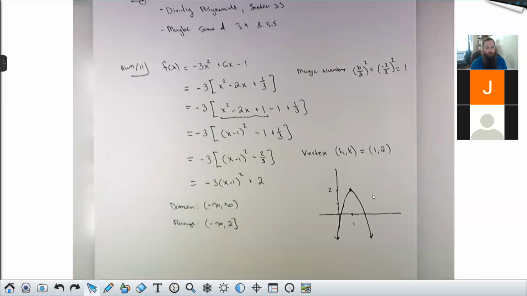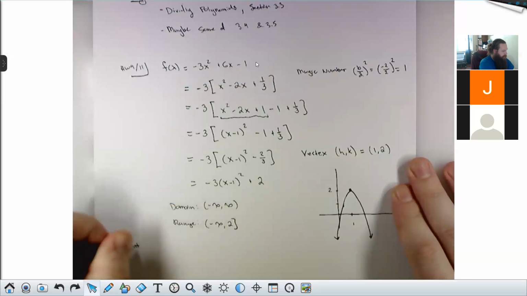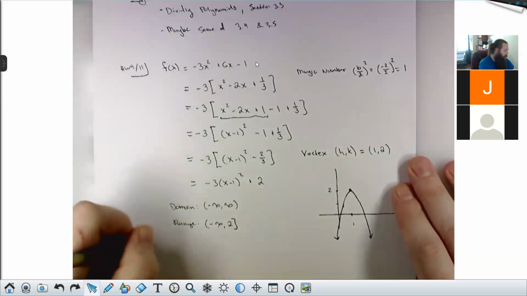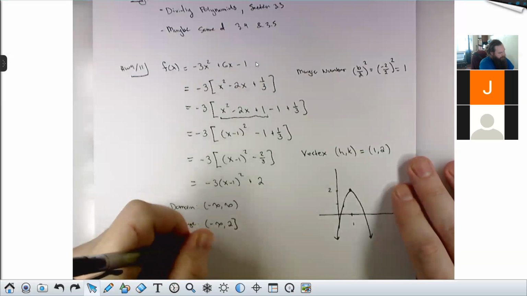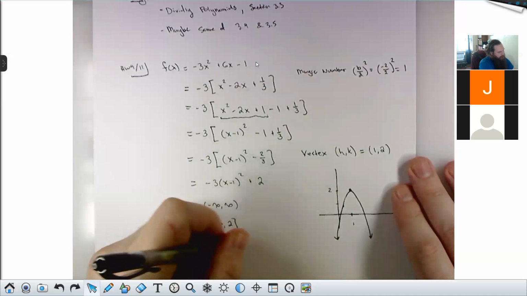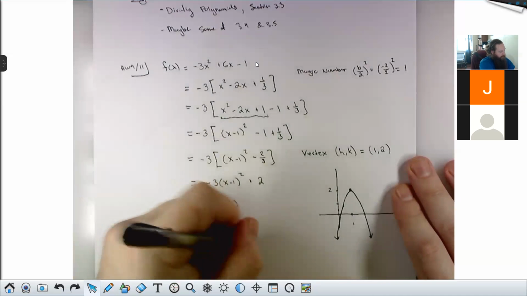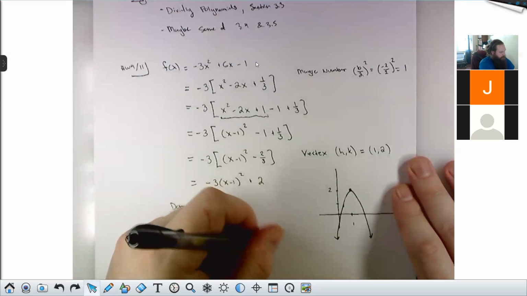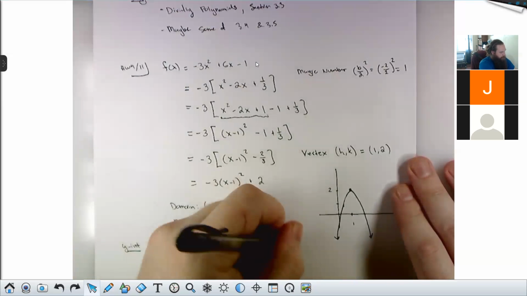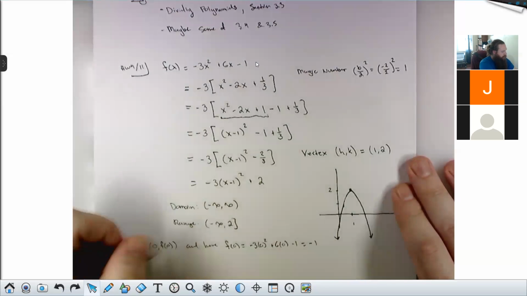Oh, we also wanted x and y-intercepts. Y-intercept is pretty easy to get from this guy. You can get it from any of these, but plug in x equals 0. That's always how you get your y-intercept. It's always the point 0 comma f of 0. And here, f of 0, I think it's easiest to see from this first version, negative 3 times 0 squared plus 6 times 0 minus 1 is negative 1. So that's the point 0 comma negative 1.